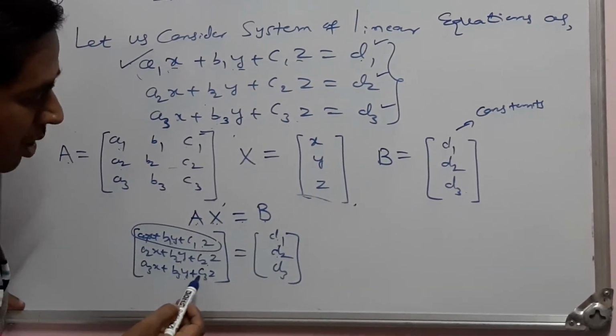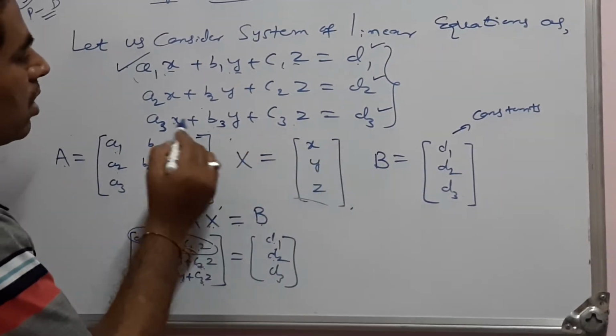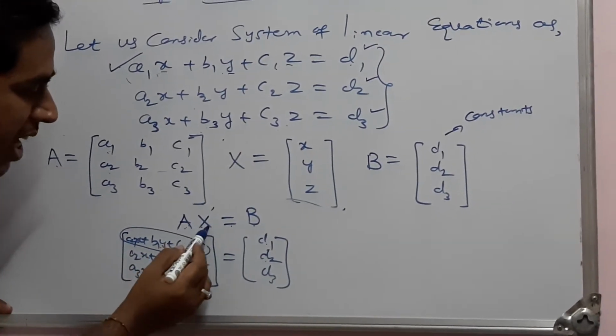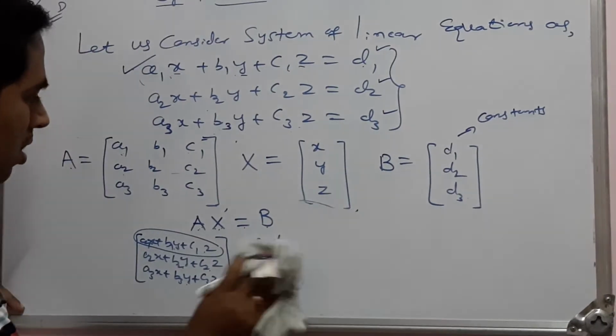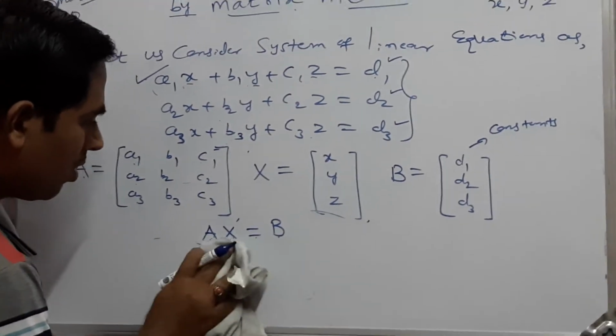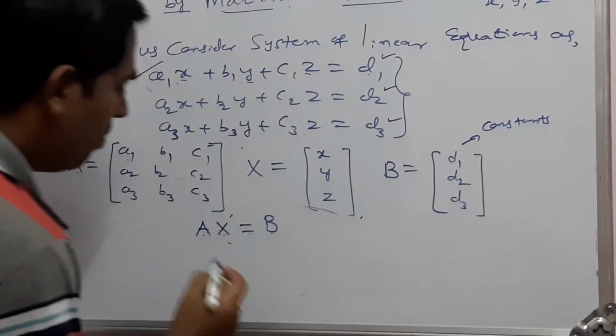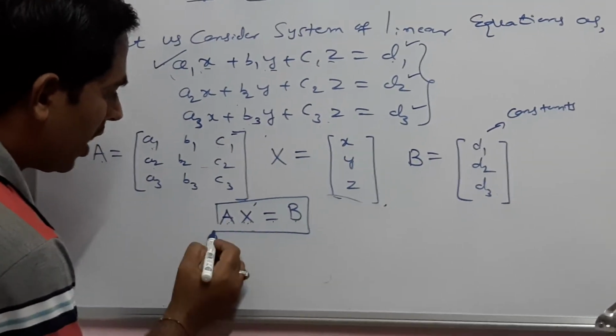Third equation, A3X plus B3Y plus C3Z is equal to D3. This is the third equation. See, that's why I have written AX is equal to B. So this is enough for us. Okay. See, AX is equal to B. Observe this. This is very, very important here.